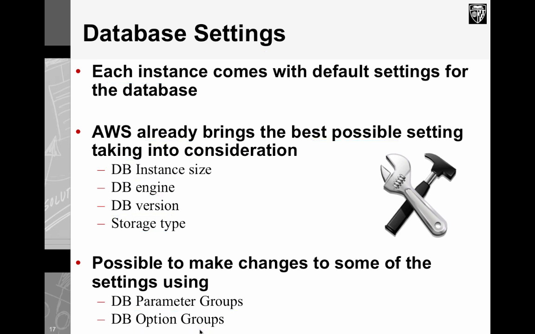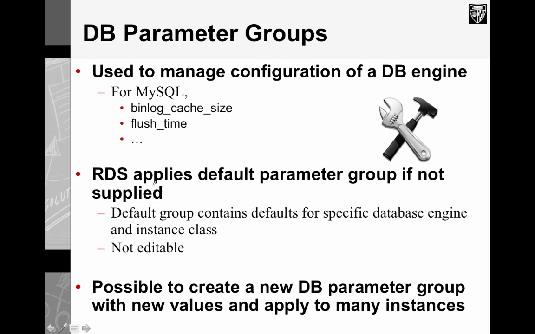Let's look at them. DB parameter groups. It is used to manage the configuration of a database engine. For example, in MySQL, in the my.cnf file, you have settings for bin log cache size, flush time, and there are hundreds of settings. You may want to tune it for your database instance. You can do that using parameter groups.